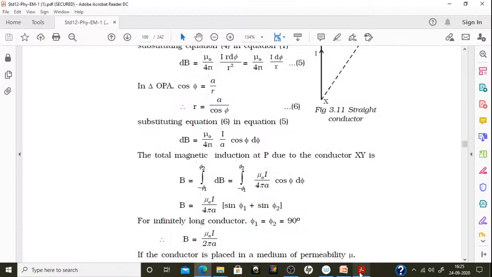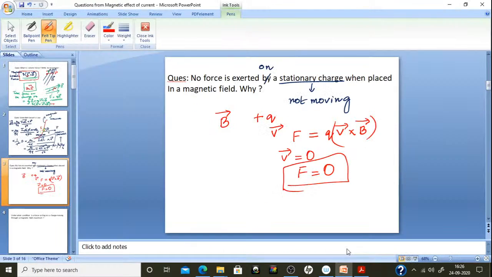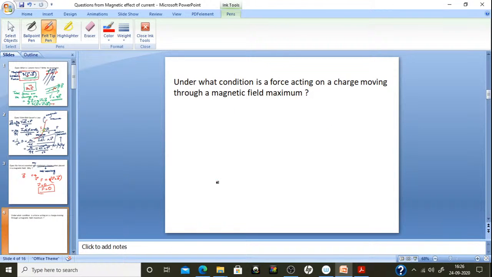Okay. So the next question is, under what condition is the force acting on a charge moving through a magnetic field maximum? So again, force on a charge moving through a magnetic field.